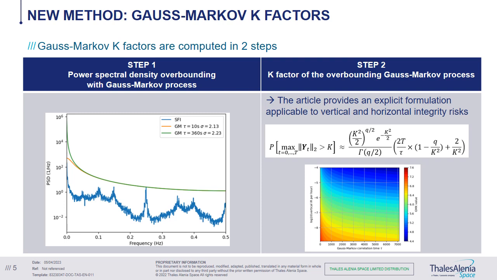In the article, we are proposing a new method to compute K factor in 2 steps. The first step is to overbound the power spectral density of the positioning error with the density of a Gauss-Markov process. The second step is to compute K factor for the overbounded Gauss-Markov process. We are providing an explicit formula applicable to any integrity risk and time window.